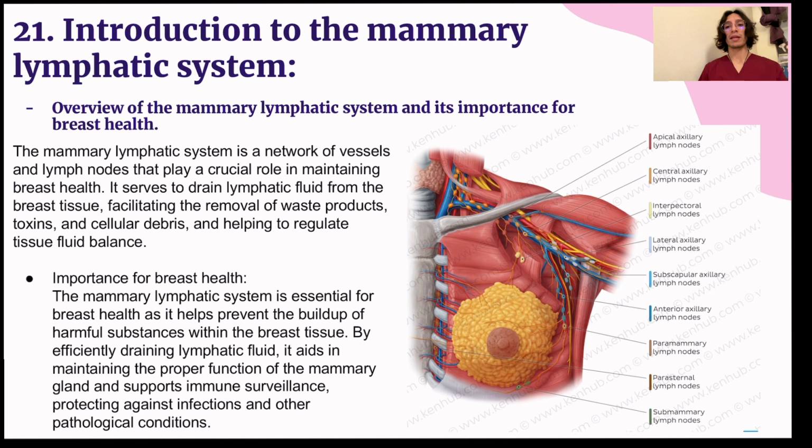Importance for breast health. The mammary lymphatic system is essential for breast health as it helps prevent the buildup of harmful substances within the breast tissue by efficiently draining lymphatic fluid. It aids in maintaining the proper function of the mammary gland and supports immune surveillance, protecting against infections and other pathological conditions.